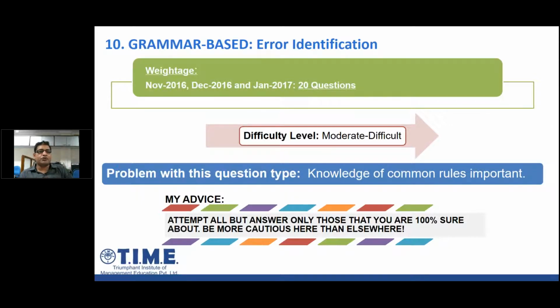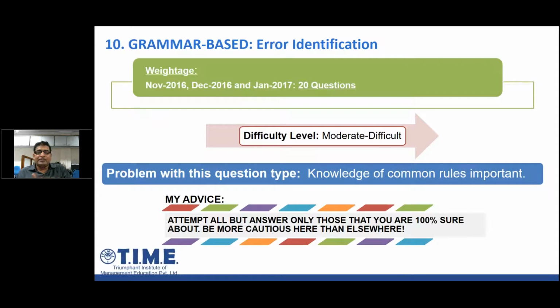So the first grammar-based question type that we are discussing here is error identification, or the so-called spotting error question, where one sentence is broken into 4 or 5 pieces, and you have to identify a part with an error, grammar error, obviously. In the last 3 exams that I analyzed, there were 20 questions of this particular type, and 20 is a really big number.